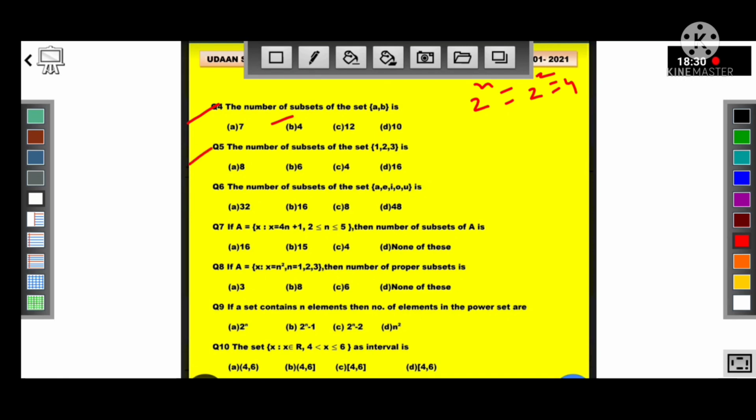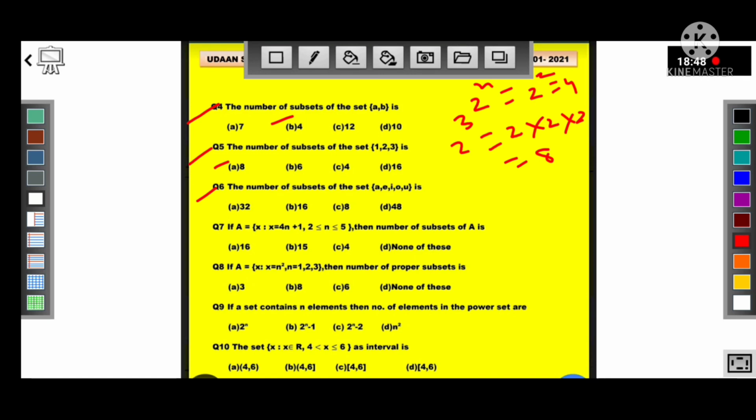Question number 5. The number of subsets of the set {1, 2, 3}. Now in this set there are 3 elements. So the number of subsets is given by 2 raised to the power 3, that is 2 multiplied by 2 multiplied by 2, which is equal to 8.